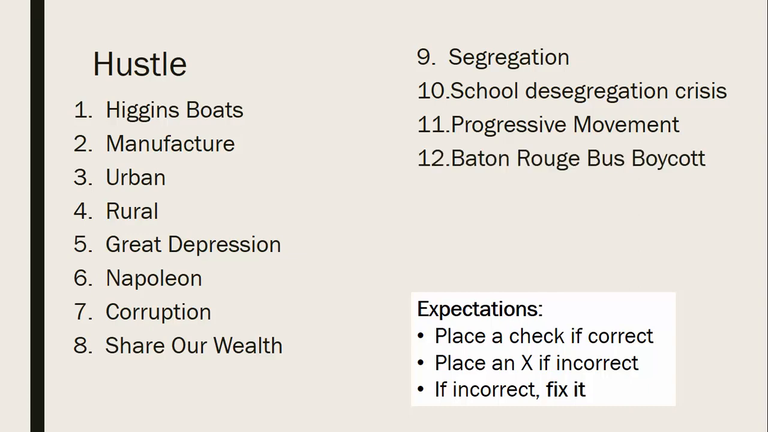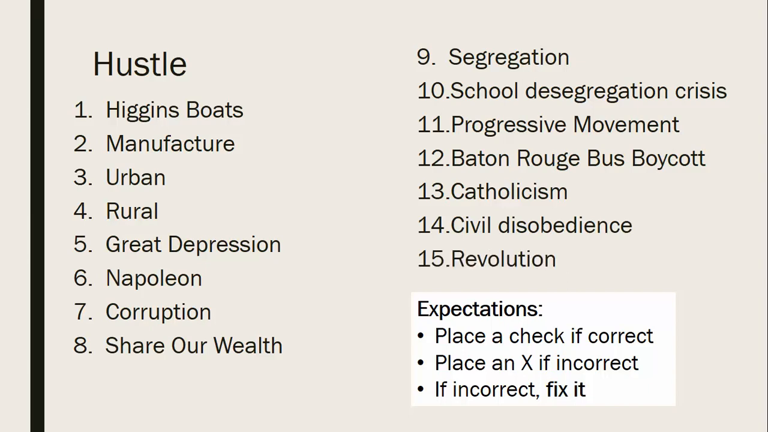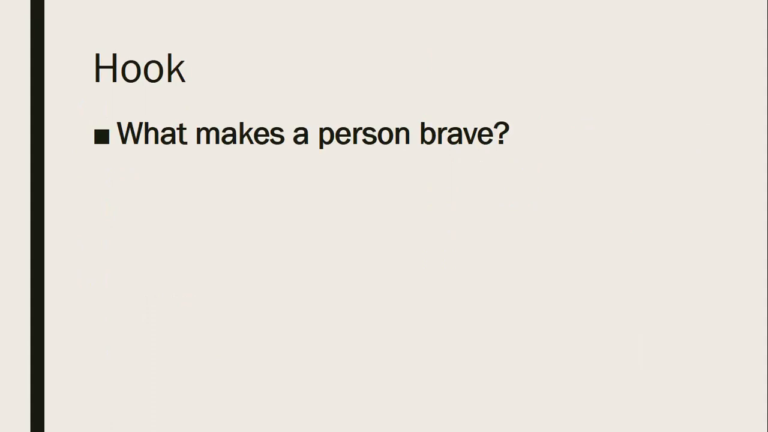11 is the progressive movement. 12 is the Baton Rouge bus boycott. 13 is Catholicism or Catholic. The Catholic religion was the religion of the French and Spanish, and also the religion of the Italians and the Irish who came. 14 is civil disobedience, and 15 is revolution.